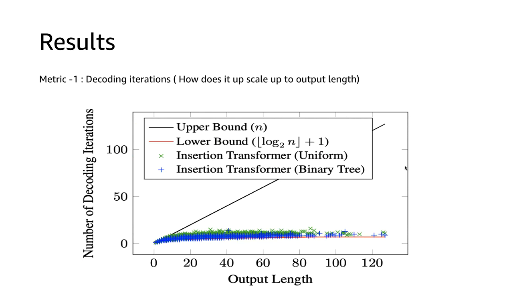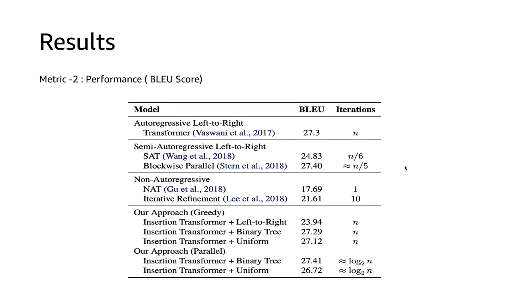And the first metric to gauge the success of the insertion transformer is the number of decoding iterations, which is log n compared to the number of decoding iterations from the transformer. What you see there is the solid line is the upper bound, which is n iterations, which any recurrent neural network or transformer is going to take, and the lower bound, the red line, is log n, which is the best case scenario. The insertion transformer with the binary tree loss is very close to the lower bound. So yeah, I think that's one success.